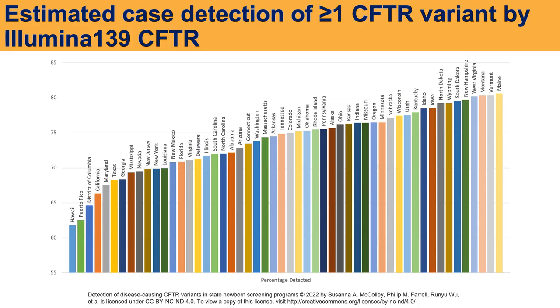And that's really demonstrated here in this slide from a paper by Dr. McCauley, where she was looking at all the states in the U.S. and asked, what if you use a panel that includes 139 variants instead of just 25? You can see on the far right in Maine, that works quite well, and you'll get most people diagnosed. However, if you look at a state like Hawaii, where the genetic ancestry is much more mixed, you'll miss a lot of people with newborn screening, even if you use a 139-variant panel.